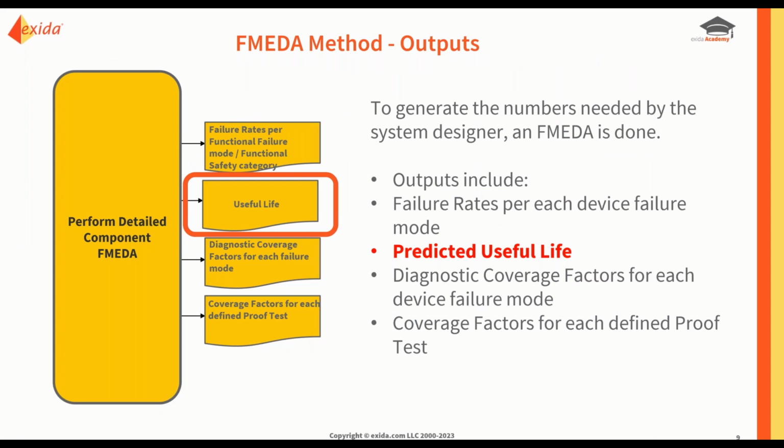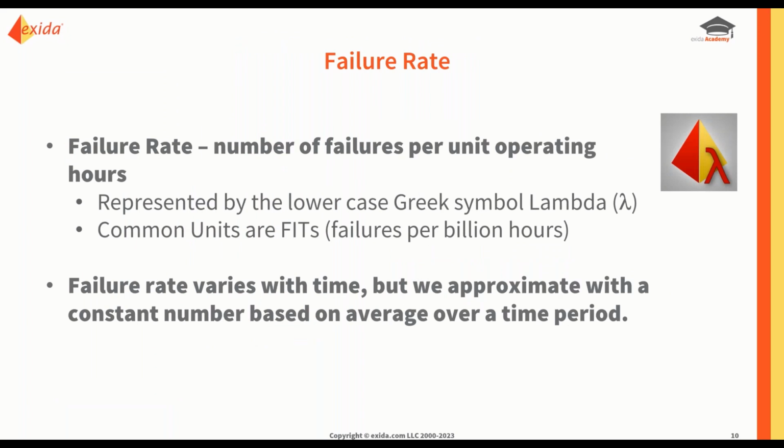Useful life is one of the metrics that can and should be generated as part of an FMEDA. Now, I hope you may very well be very familiar with what the term means, but we're going to talk about it a little bit. But in order to understand useful life, you have to understand failure rate. Now, failure rate's defined as the number of failures per unit operating hours. Many reliability engineers use the lowercase Greek symbol lambda, and common units are called failures per billion hours.